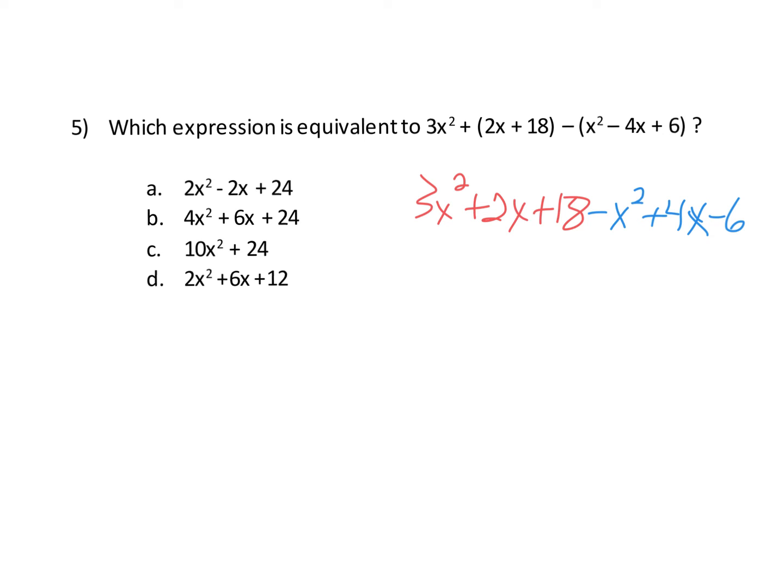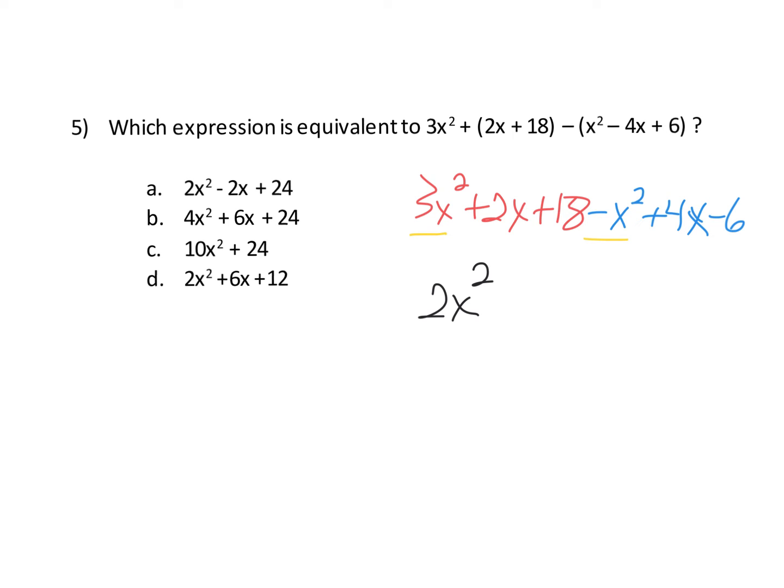So now we're just going to go through and we're going to find the like bases and exponents. Here we have an x squared, and here we have a minus 1x squared. So 3x squared minus 1x squared. These would be called like terms. When we do 3 minus 1, we end up with a 2x squared. So our x squared is 2x squared.